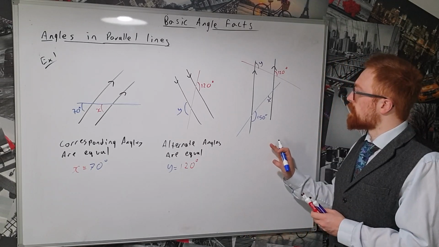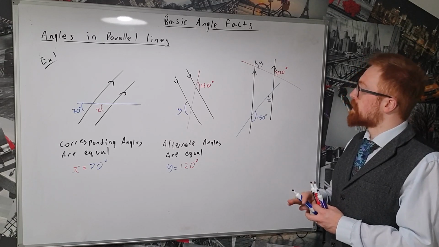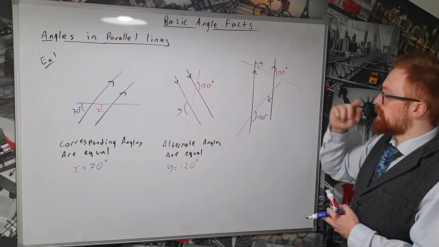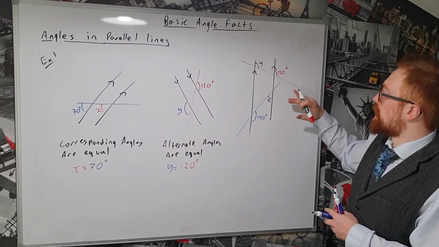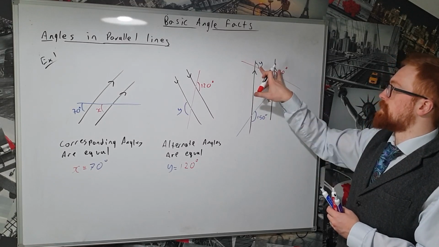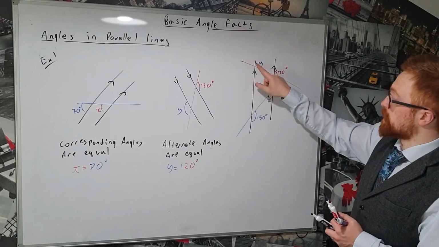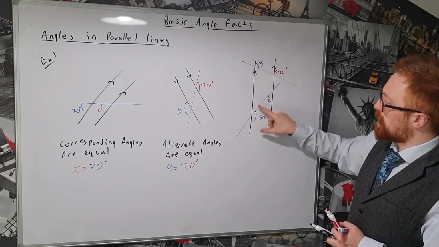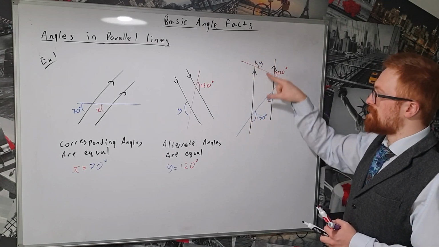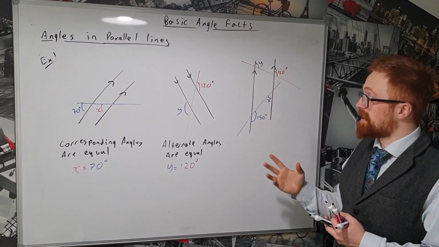Okay, on to our third one. This one's slightly trickier because we have two transversals. Let's look at y first of all up here. They're on the same transversal and they're both obtuse, so these two are the same. Note that this one isn't the same as this one. Even though they're both obtuse angles, they're not on the same transversal, so they may well, and in this case they are, different.